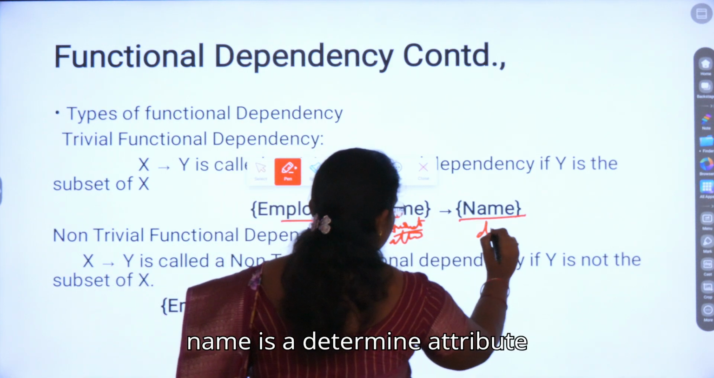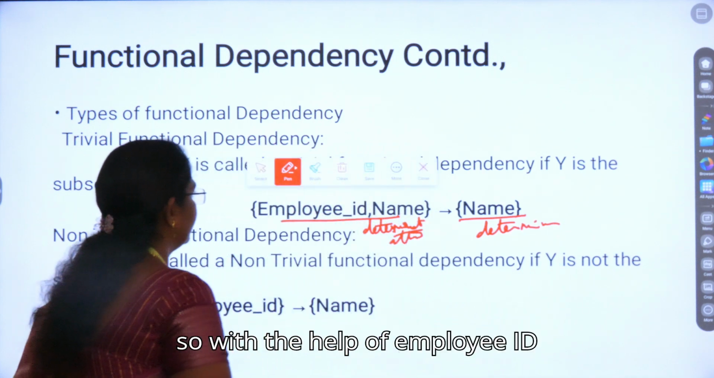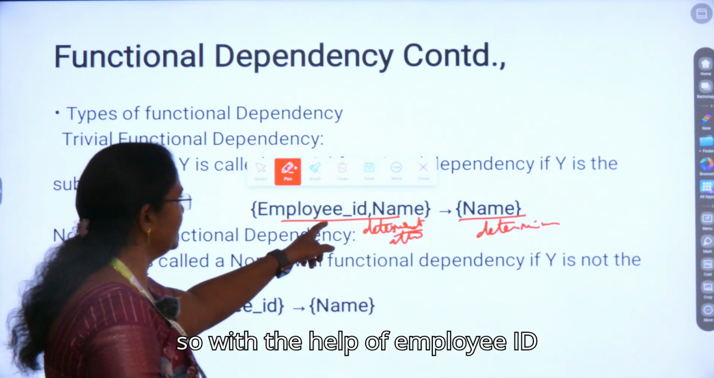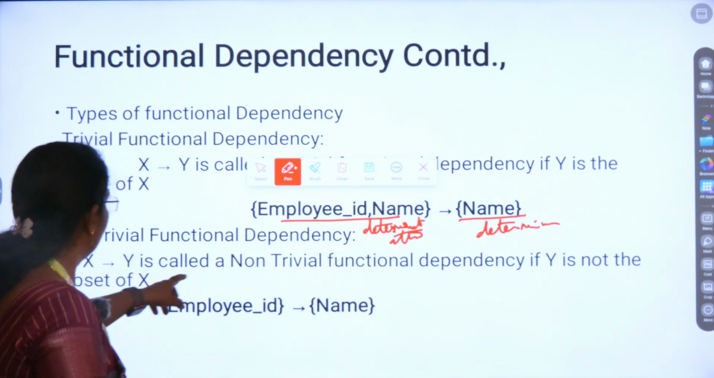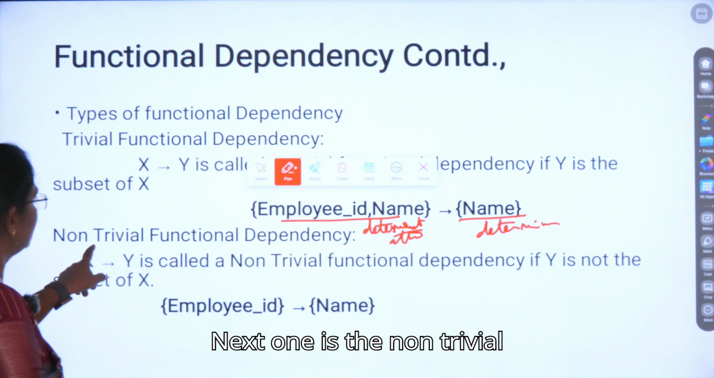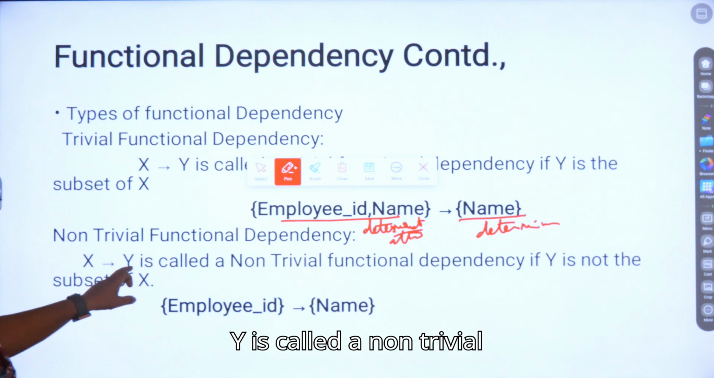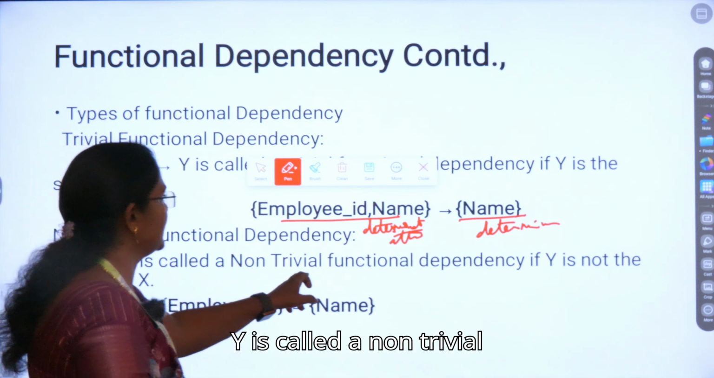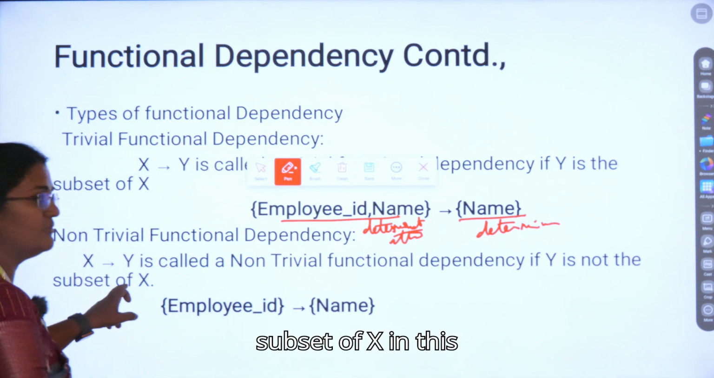Name is a determined attribute. So with the help of employee ID, we can find the name of the employee. Next one is a non-trivial functional dependency. X determines Y is called a non-trivial functional dependency if Y is not a subset of X.